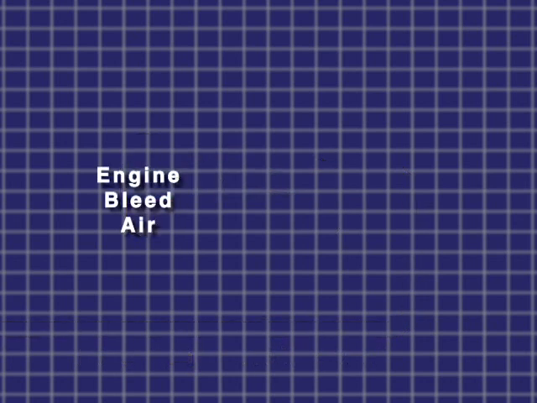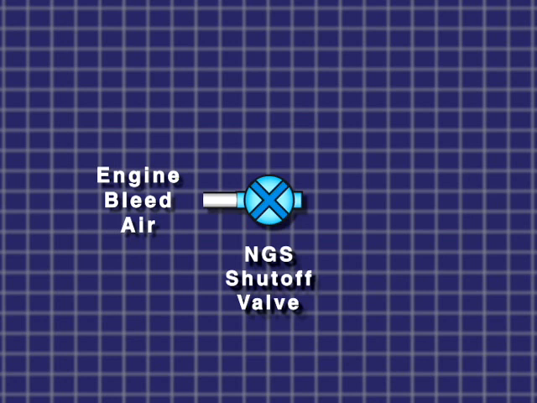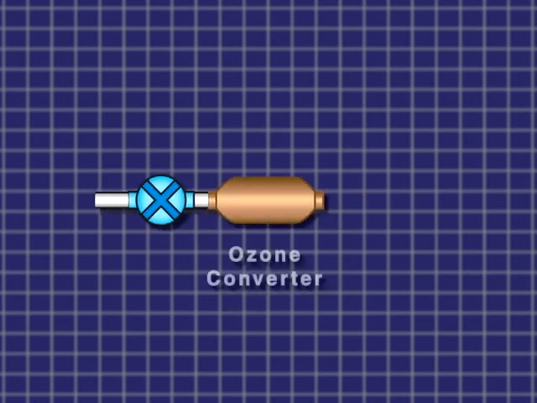Bleed air from the engines enters the system through the NGS shutoff valve. The NGS shutoff valve also regulates the pressure of the air to prevent overpressure to the rest of the system. Next, an ozone converter reduces the level of ozone in the bleed air by converting it to oxygen. This is important because high ozone content could damage other components in the system.